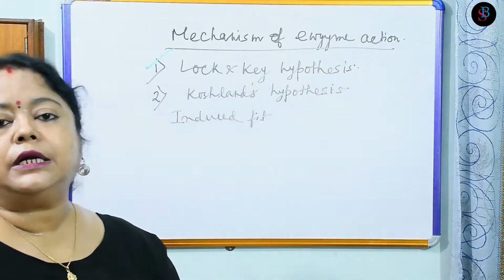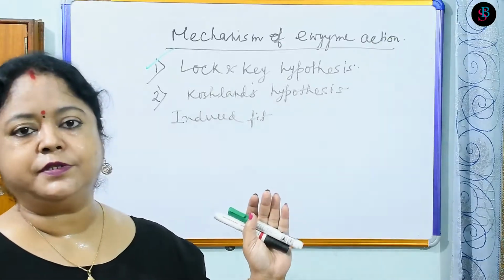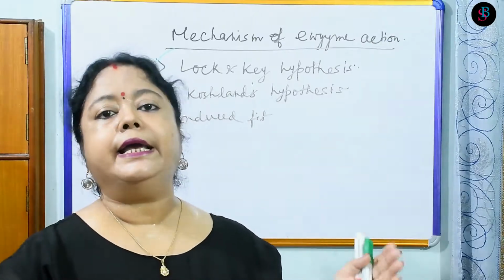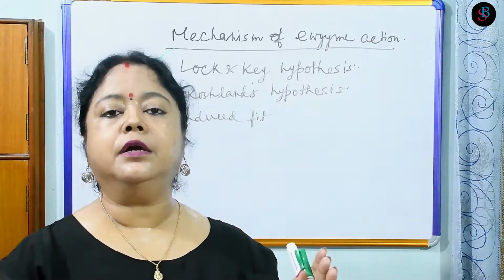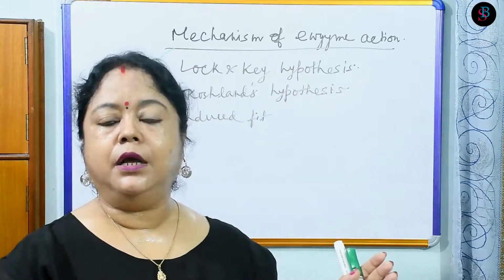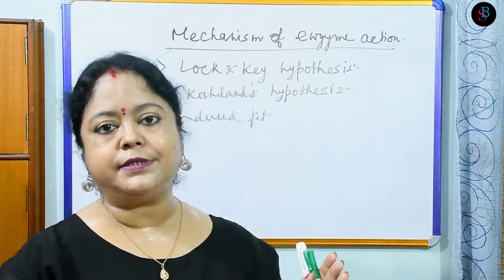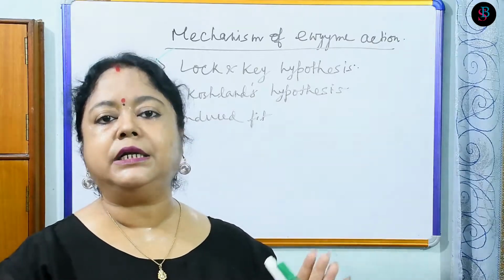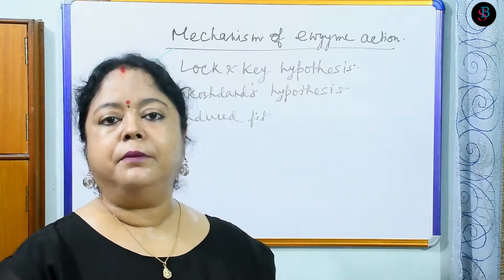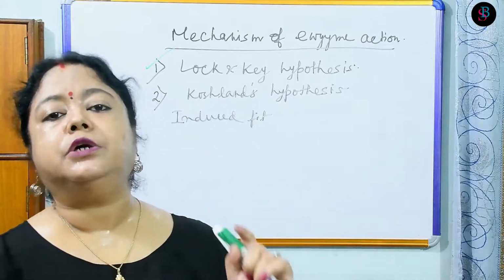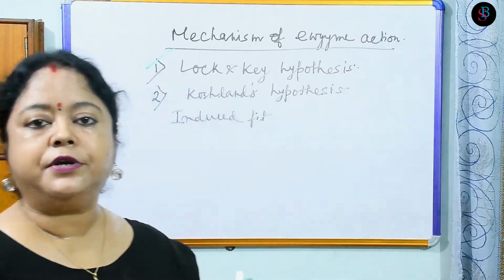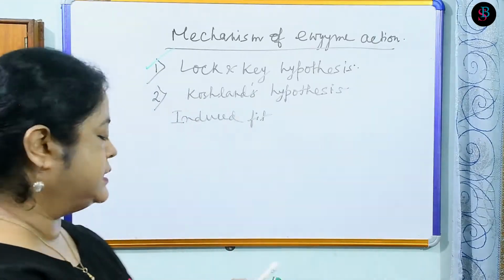In the last hypothesis, Emil Fischer said that the active site of the enzyme is very firm, it's not flexible. But in the induced fit hypothesis, the structure of the active site is flexible, but only up to the extent which is possible for it. And what is that possibility? I'm telling you.